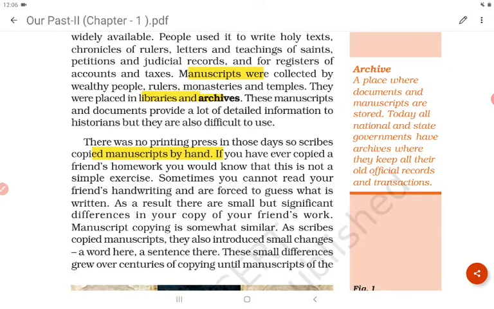Manuscripts were collected by wealthy people, rulers, monasteries, and temples. They were placed in libraries and archives. So, what is an archive? An archive is a place where documents and manuscripts are stored. Today, all national and state governments have archives where they keep all their old official records and transactions. There was no printing press in those days, so scribes copied manuscripts by hand.